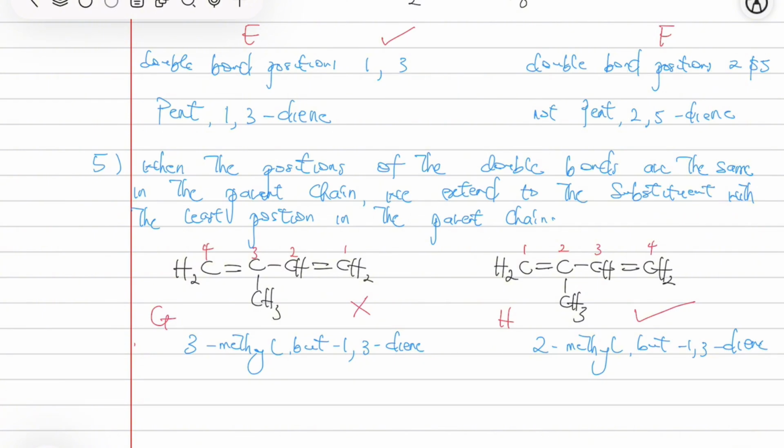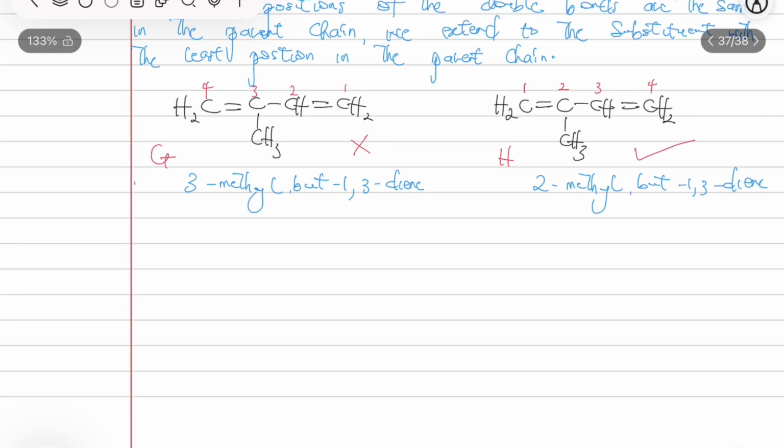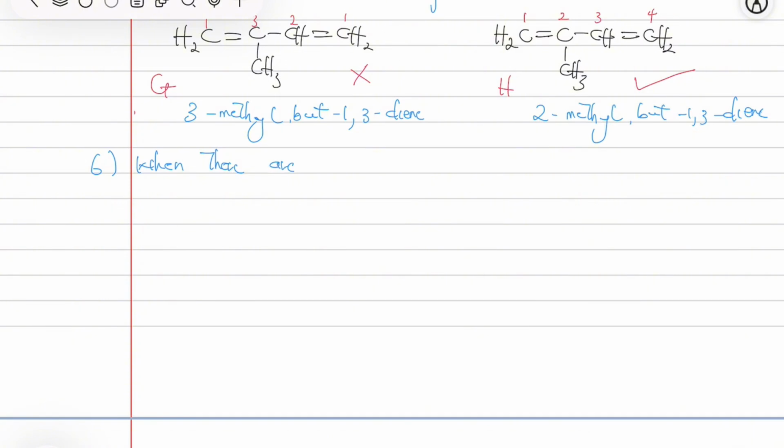Therefore, the correct nomenclature of this compound is 2-methyl-but-1,3-diene and not 3-methyl-but-1,3-diene.